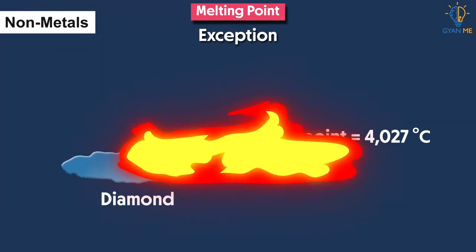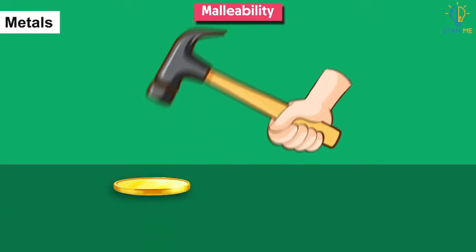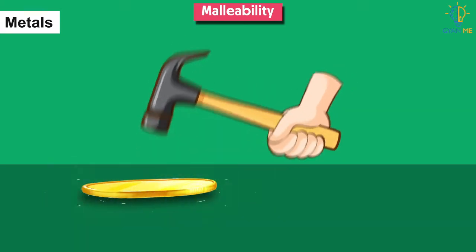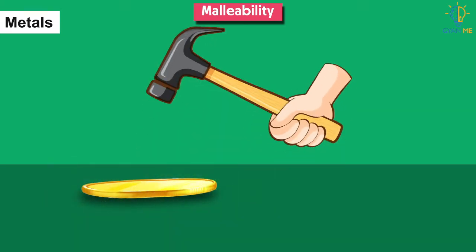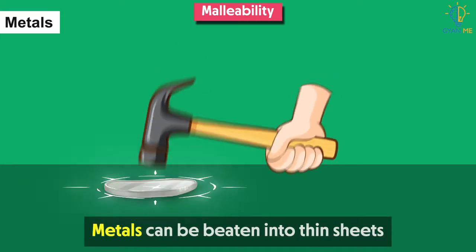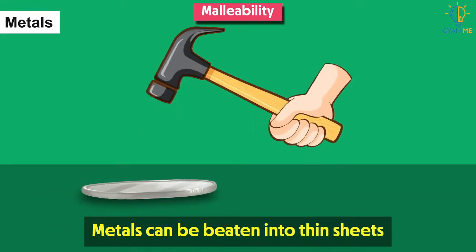Now the next property is malleability. Students, suppose if you beat a gold coin, what will happen? You'll see that it becomes flattened into a sheet. In other words, we can say that metals can be beaten into thin sheets. This property is called malleability.